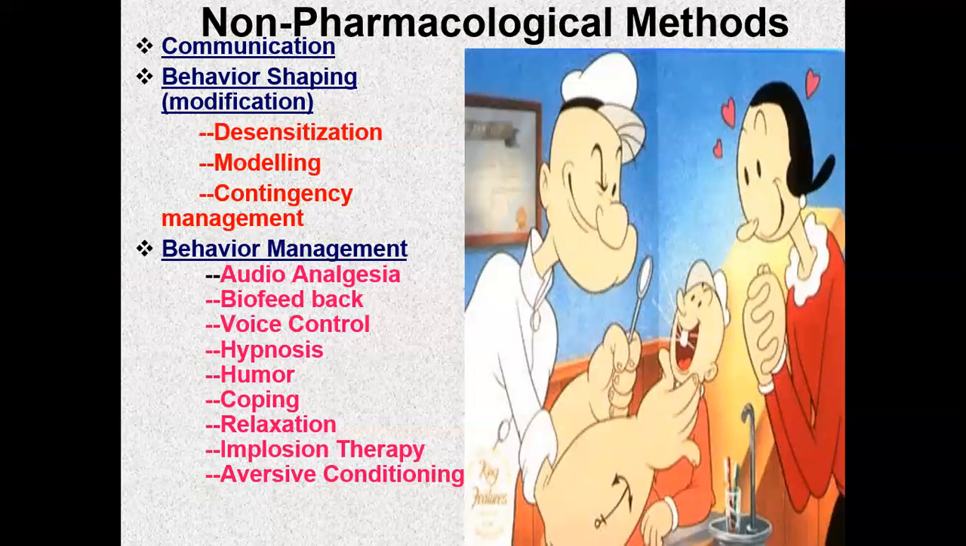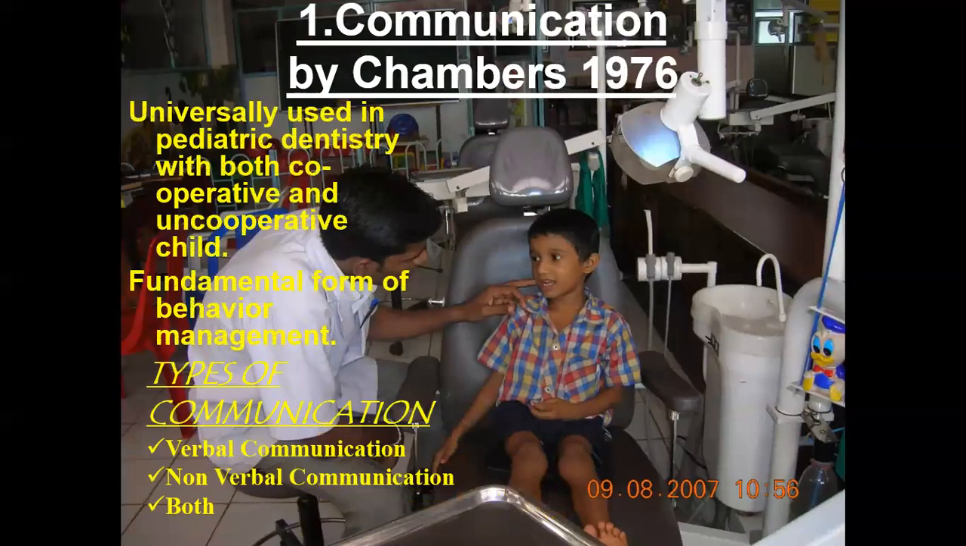Okay. Now, first is communication. I don't need to explain communication. It's universally used in pediatric dentistry with both cooperative and uncooperative children. There are three types of communication. It can be verbal communication, what we talk to the child, and non-verbal communication where you pat the child, give a handshake to the child, smile at the child, everything. And next is the combination of both verbal and non-verbal communication.